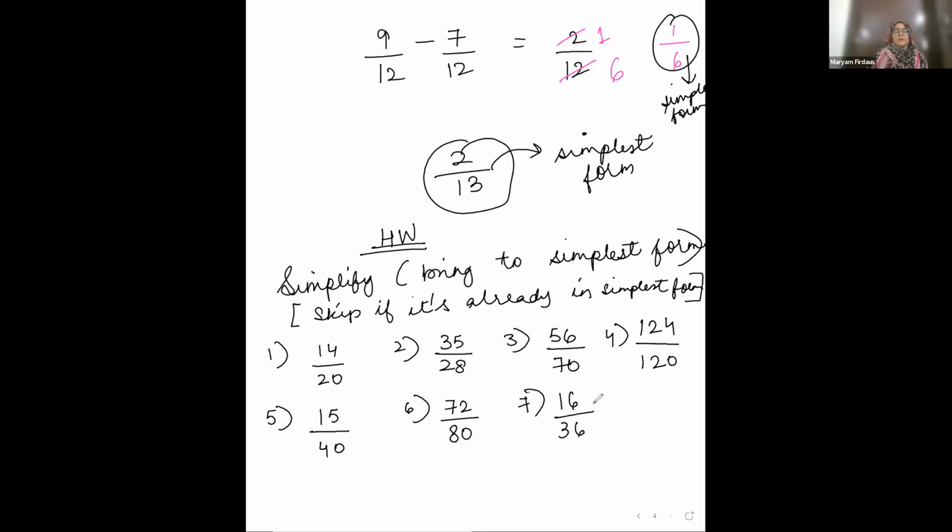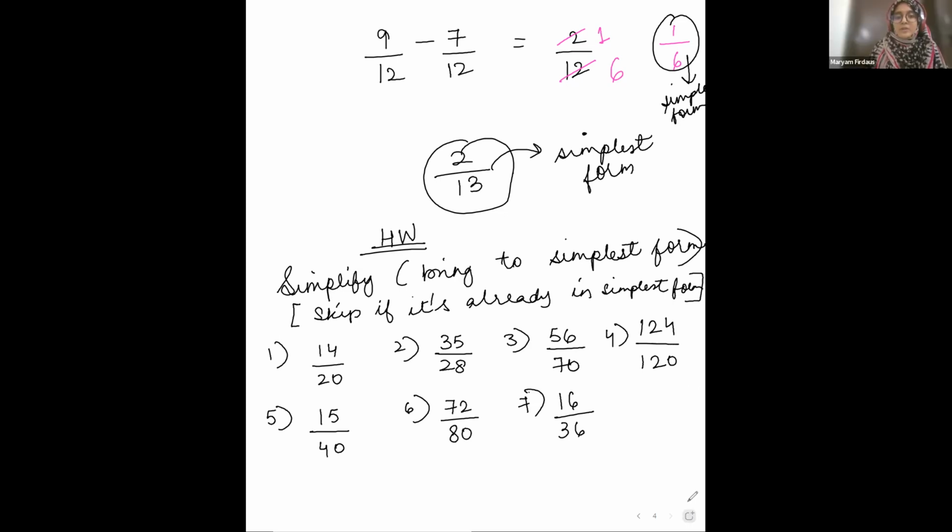Hiba, look at the 7th question. Can you see the 7th one? What do they have in common? Do they have 2 in common? Yes, obviously, because they're both even. But let's try to think of a higher number so that our fraction can be simplified in fewer steps. You won't have to keep on simplifying it again and again.